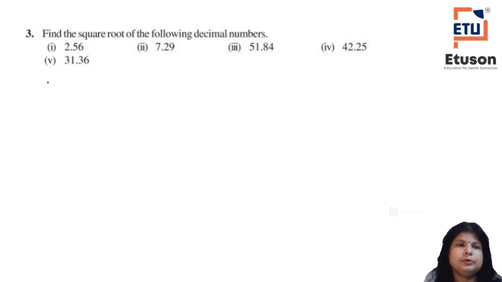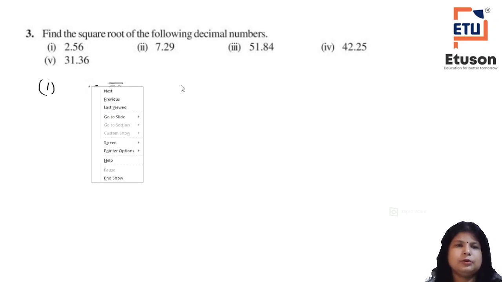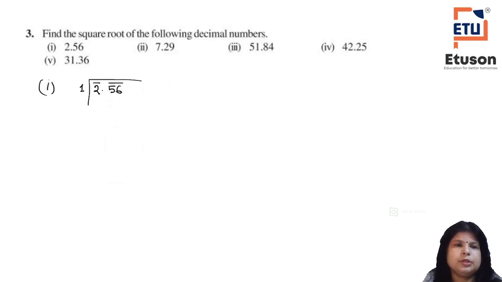Okay. So you have 2.56. So you have to pair it like this. So 2 is a single number, so I can just put a bar over it. So now choose a number 1, 1, 1. Remainder is 156 because it is after the decimal. So put a decimal here.